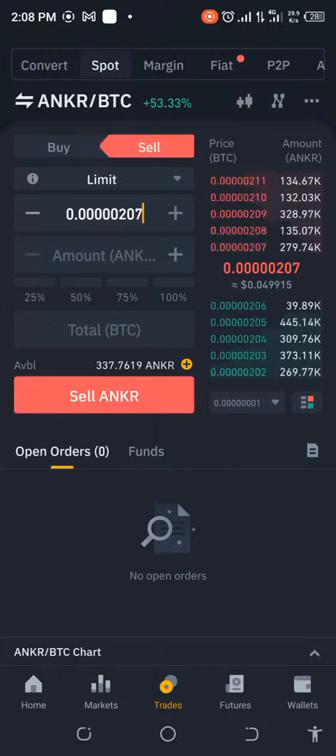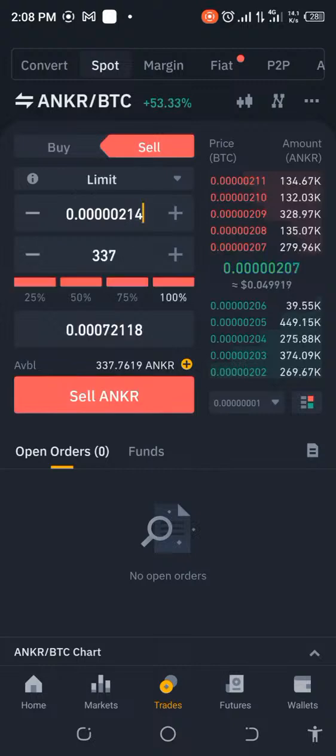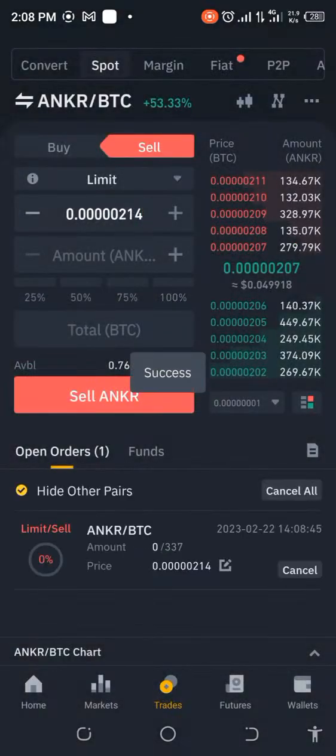Okay, so let's go back and do this. Take this to 213. No, let's make it 214. Okay, put everything there, and then we'll place our sell. Okay, so we're currently in queue. Let's see how long this will take us, and we'll be back shortly. See you soon.